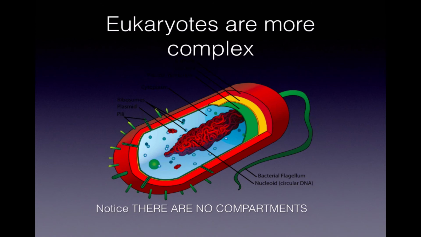All right, so notice here in a prokaryote cell, this is a bacterial cell, a bigger picture of what we saw earlier, notice that there are no compartments. There are no nuclei, no mitochondria, no chloroplasts in here, just ribosomes and a loop of DNA.